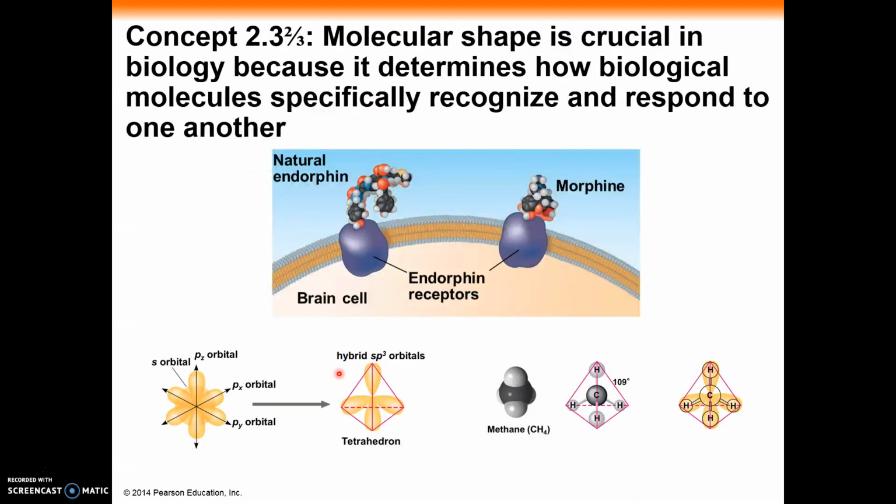Okay? So, concept 2.3, 2/3: molecular shape is critical in biology because it determines how biological molecules specifically recognize and respond to one another. Okay, so we have these 4 orbitals, an s and 3 p's, becoming 4 sp3 orbitals, which have this tetrahedron shape.